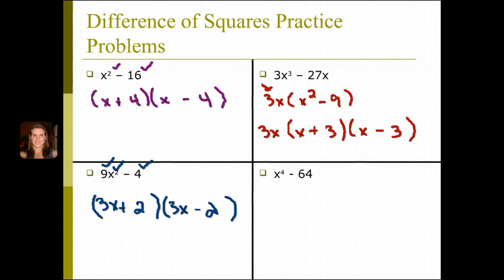And our last example, write down our parentheses. Give the first one a plus, the second a minus. And the square root of x to the fourth power is x squared. So x squared goes at the beginning of both of those. And the square root of 64 is 8. So you put that at the end.